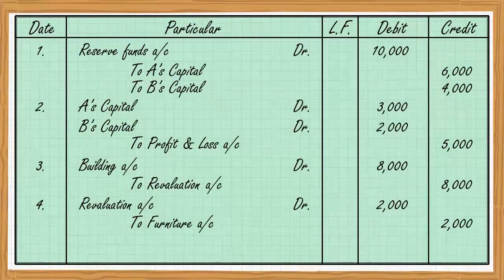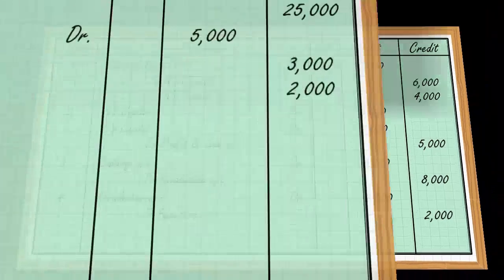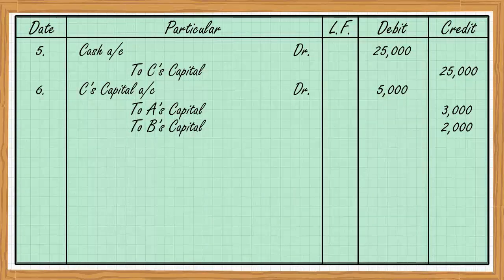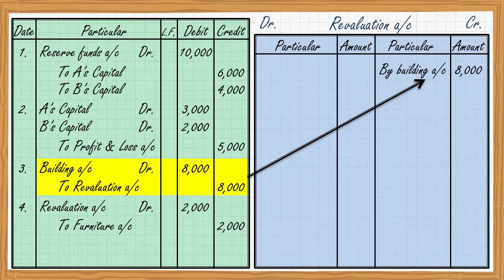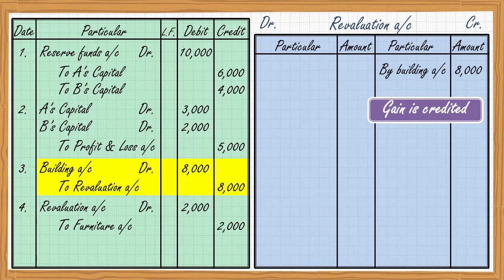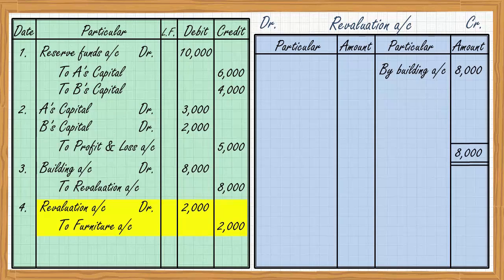Now you can see all journal entries have been passed. Now we'll move to ledgers. First of all, prepare the revaluation account. So revaluation account is a nominal account. On the credit side, we'll write down by building rupees 8,000 because it was a gain. Whenever there is a gain, you will have to place the amount on the credit side, I mean you will have to credit revaluation account. And the furniture was depreciated. It was a loss of rupees 2,000. If you look at the journal entries carefully, the journal entry was revaluation account debit to furniture rupees 2,000. So on the debit side, to furniture rupees 2,000.